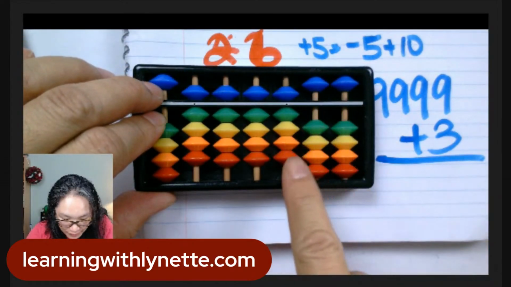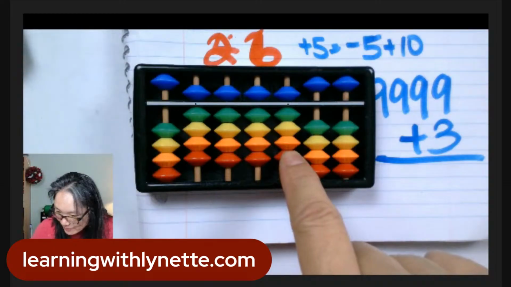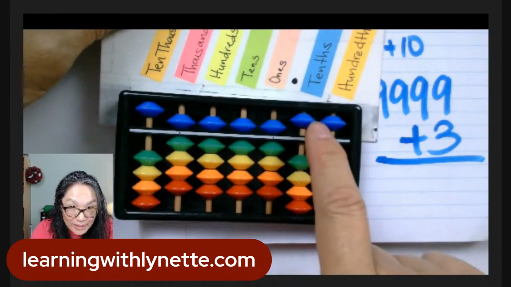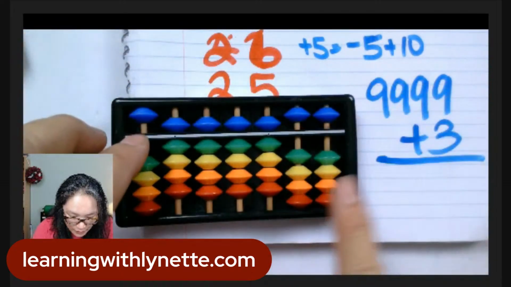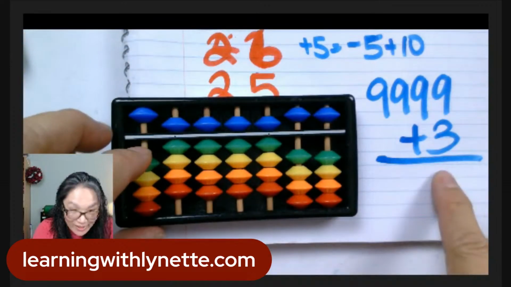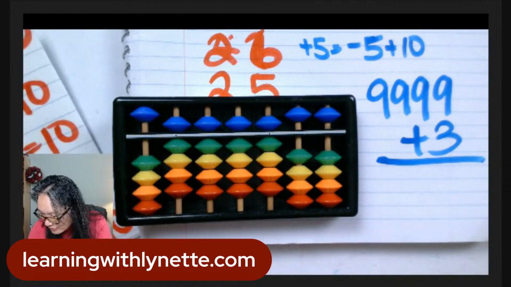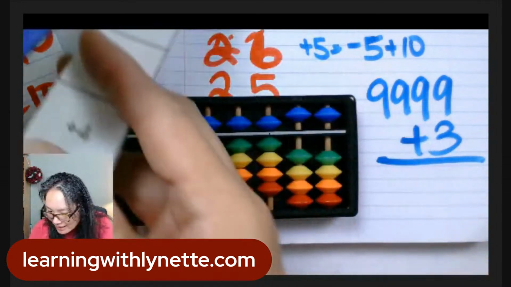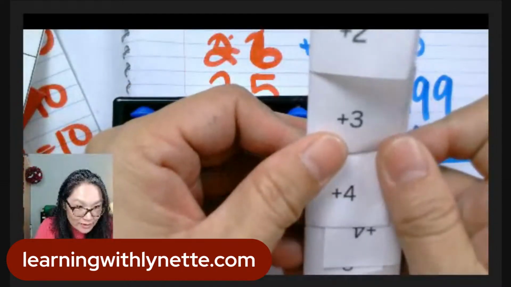Calvin, the reason why I start here is because I have my ones indicator. This is my ones indicator, so my decimals, my tenths, and my hundredths come after it. That's why I do it here. So I'm going to add the 3. If I don't have enough beads to add the 3, guess what I do? If I can't add the 3, there's another way to add the 3.